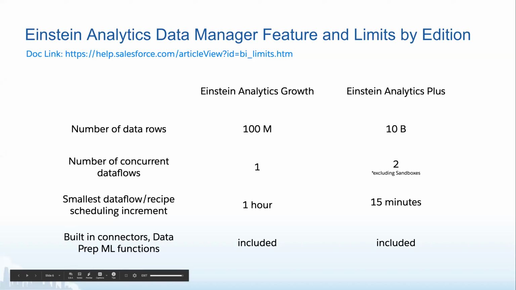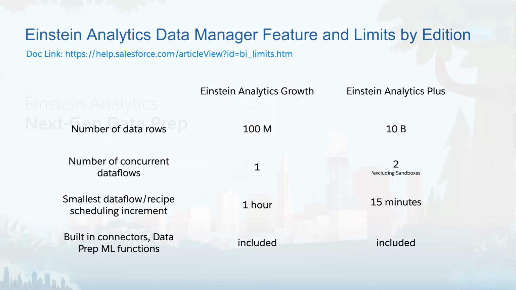So with Einstein Analytics Plus licenses, we now have 10 billion rows available for each org, and parallel dataflow concurrency. What's new in the summer release is 15-minute scheduling for all EA Plus customers. For the data prep release specifically, it's a big one.